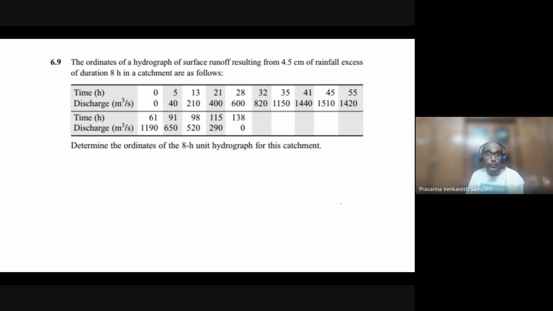And how much runoff produced this? 4.5 centimeters. If 4.5 centimeters produces this, then 1 centimeter will produce whatever these numbers are divided by 4.5. That's all. Right? It's a straightforward problem, but there is some complication, or it looks like something that's complicated. Why are the time intervals not uniform? It really doesn't matter. Okay? Any questions before we stop for the day?